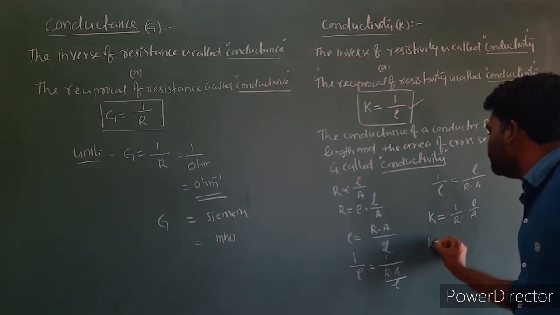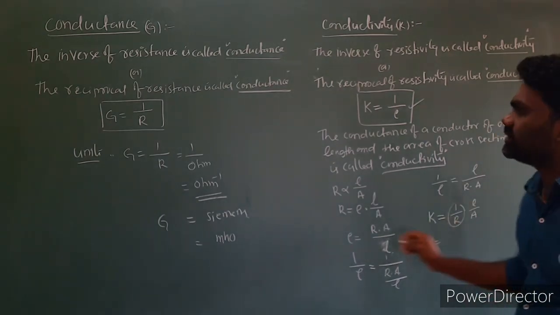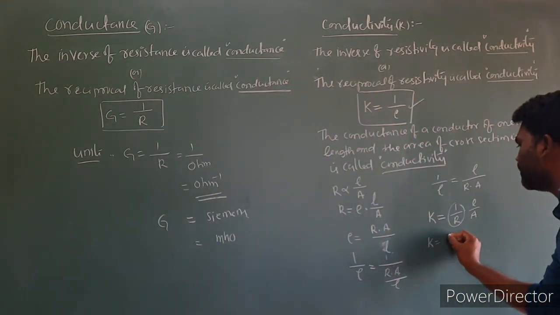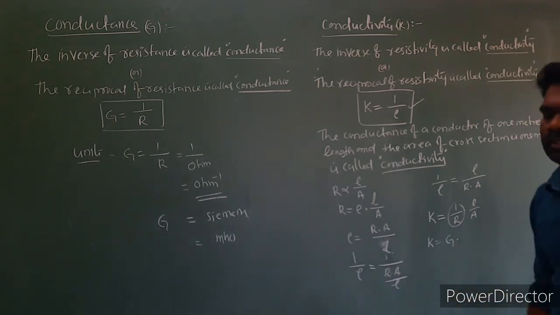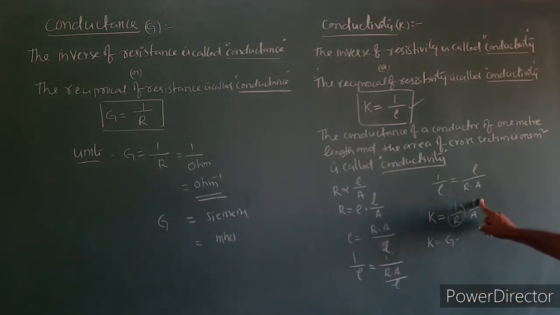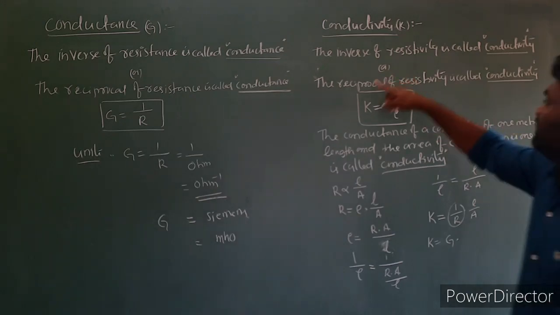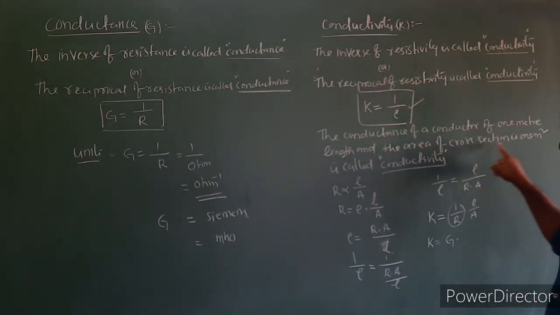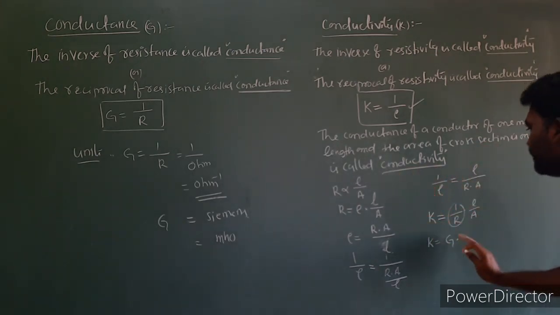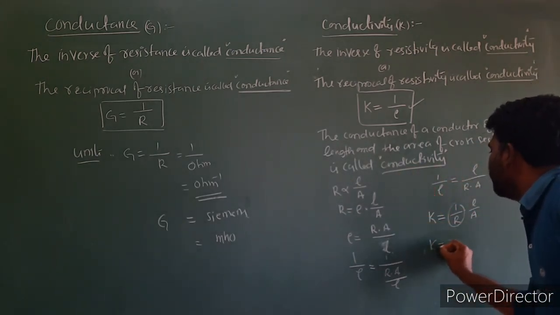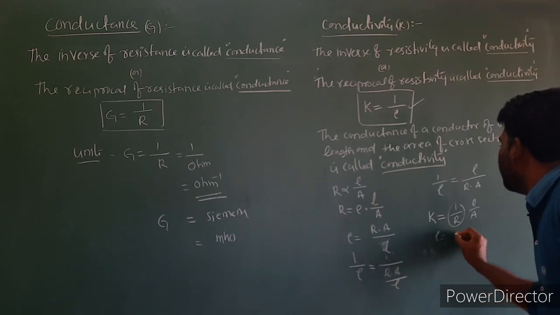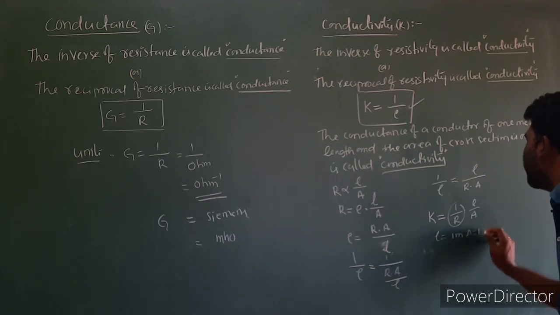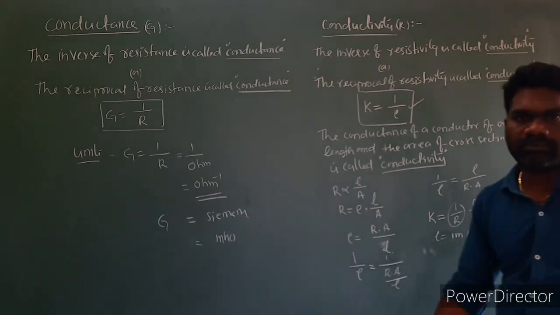Then K is equal to, this 1 by R meaning is what? 1 by R is equal to nothing but G, nothing but conductance. So K is equal to G into L by A, where L is 1 meter, the length of the conductor, and the area of cross section A is 1 meter square.